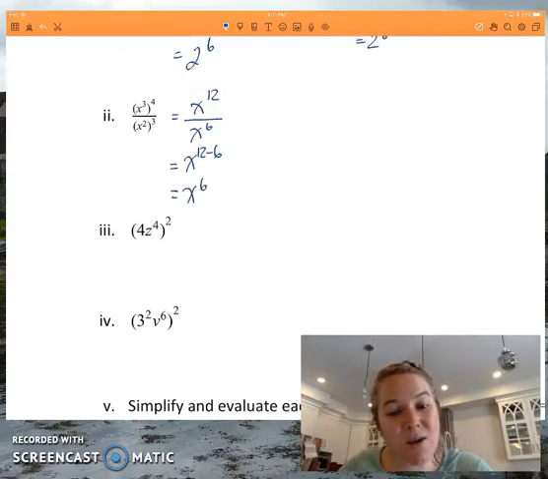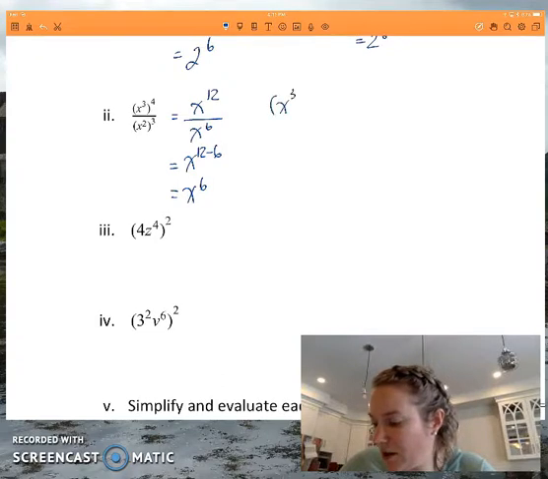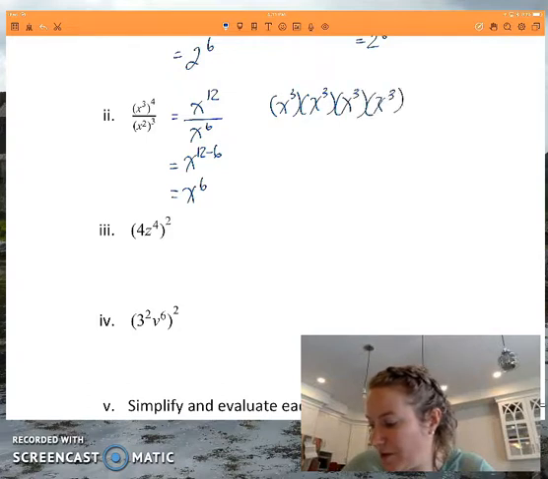Can I do this the long way? Yes. Let's try it. This is going to take a little bit. Bear with me. It will make sense. So what I have is x to the exponent 3 times x to the exponent 3, times x to the exponent 3, all over x to the 2 times x to the 2 times x to the 2.